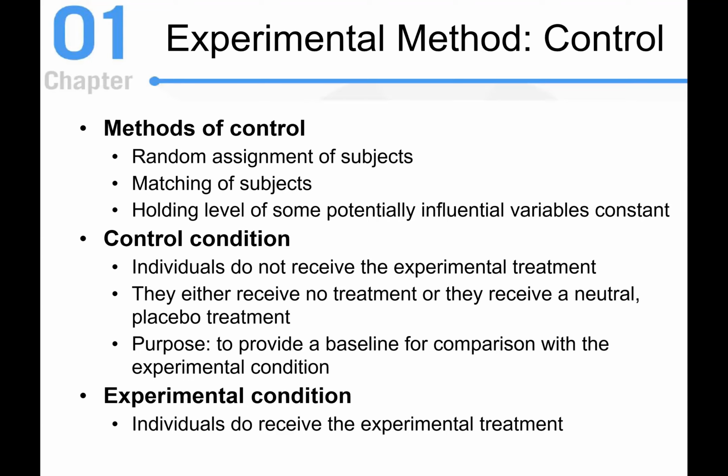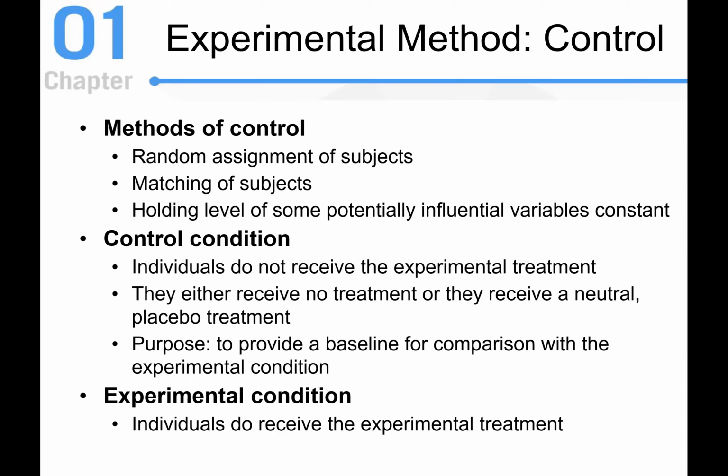Usually in experimental method, we have what's called a controlled condition. In this control condition, individuals do not receive the experimental treatment. They either receive no treatment or they receive a neutral treatment called a placebo. The purpose of the control condition is to provide a baseline, a starting point for comparing with the experimental condition.